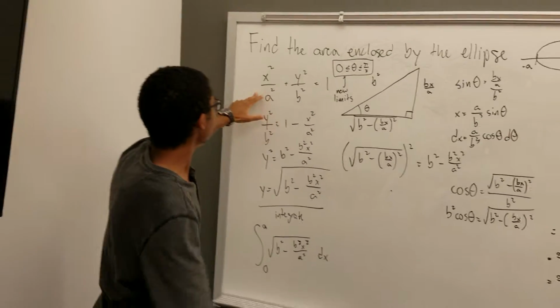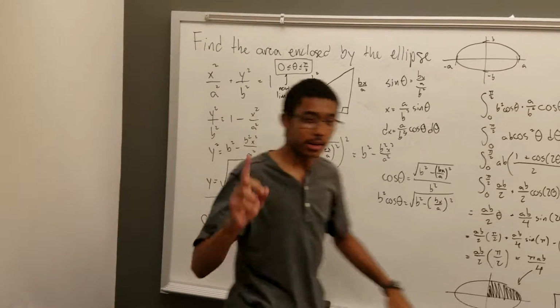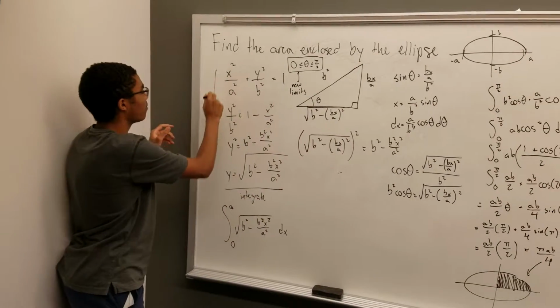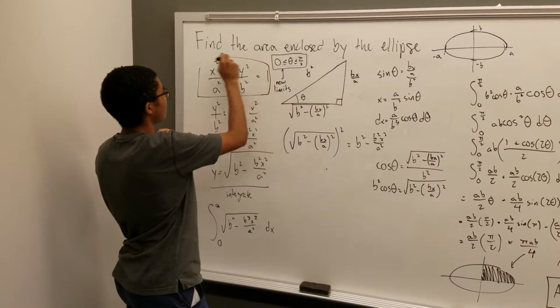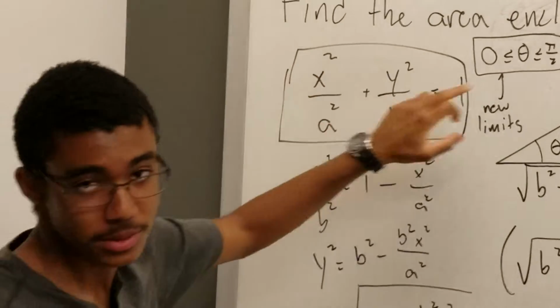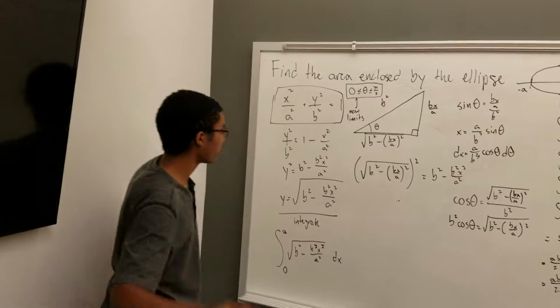And this is our general equation of an ellipse right here. I'm going to draw a quick box around that so you guys know what I'm talking about. X squared over A squared plus Y squared over B squared is equal to 1. Keep that in mind for me.